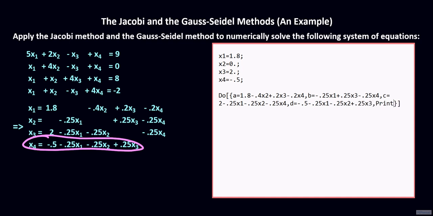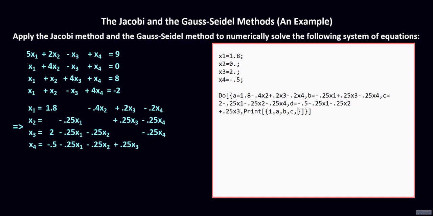We'll print the new values of x1, x2, x3, and x4. For tracking purposes, we will also print on screen the iteration number I. The variable I will be the counter within the do loop. Along with the index I, we print A, B, C, and D. Once we have the new values of x1, x2, x3, and x4 in the variables A, B, C, and D respectively, we replace the old values of x1, x2, x3, and x4 by these new values. So x1 is replaced by A, x2 is replaced by B, x3 is replaced by C, and x4 is replaced by D.